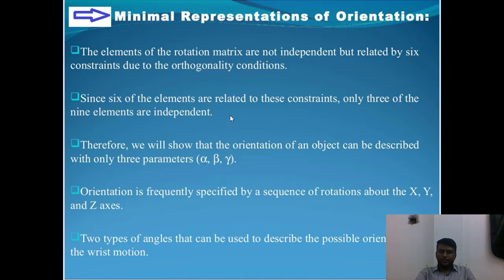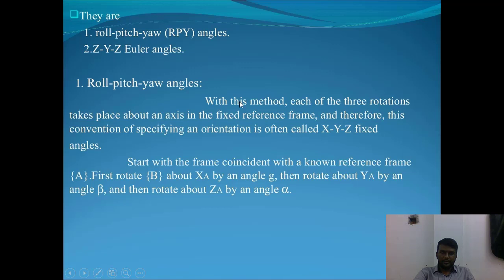Now, to represent the orientation, we need certain parameters. These parameters are the alpha, beta, and gamma angles. These are the angles describing the orientation of the object. So we have three axes here. There are two very popular methods to describe the orientation of a frame or object. One is roll, pitch, and yaw, the RPY angles, and the other is ZYZ, which you can call the Euler angles.